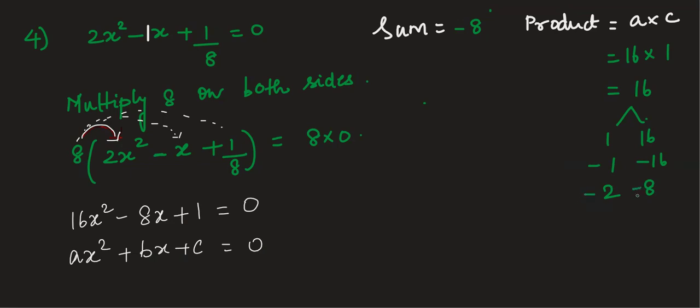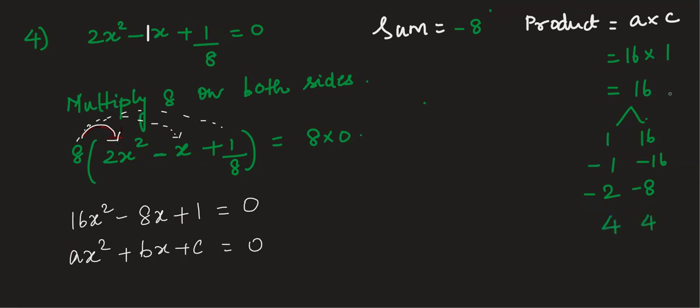Let's change the sign and let's see. So minus 2 into minus 8 is also 16. But then if I add, I'm getting minus 10. So this also will not work. So 16, in which table will it come? So one table we have tried. Two table we have tried. Three table obviously it will not come. Let's try four table. So 4 4s are 16.